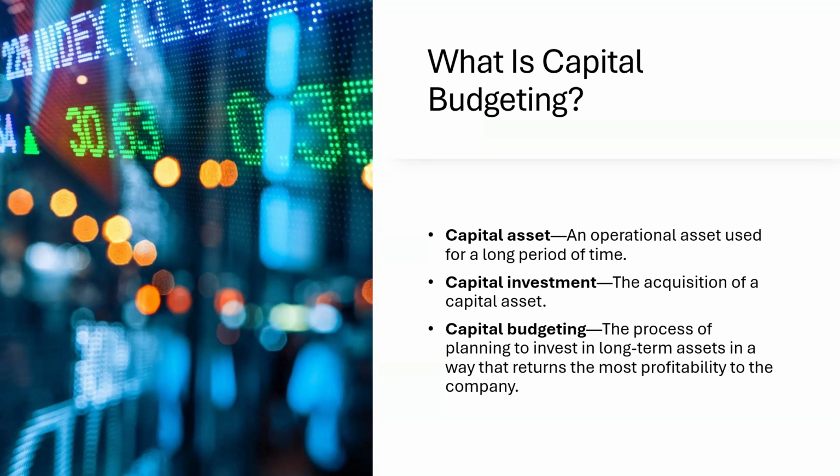In our discussion of the master budget, we covered the budgeting objectives, which were to develop strategy, plan, act, and control. Now, these objectives also apply to capital budgeting, but the planning process is more complex due to the long-term nature of the assets involved.